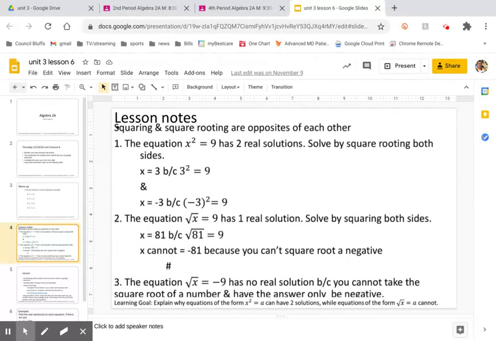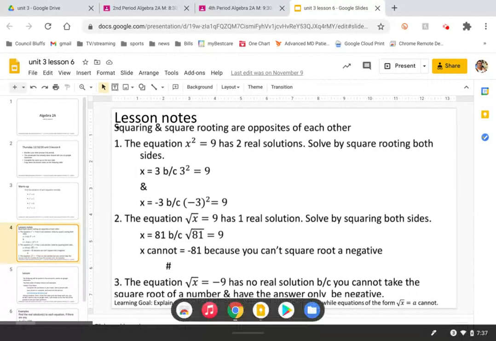The square root of 25 could be 5 or -5. The square root of 36 could be 6 or -6. It could be positive or it could be negative, but it can't only be negative. It is impossible to take the square root of a positive number and have the answer just be negative. Okay? It's going to be positive or negative, but it can't just be negative. So when you have an equation like number 3, the square root of x equals -9, we're going to say that has no real solution, because I cannot square root a number and have the answer just be negative.